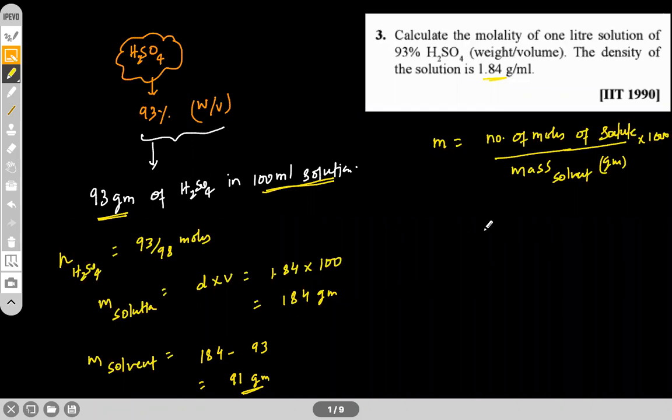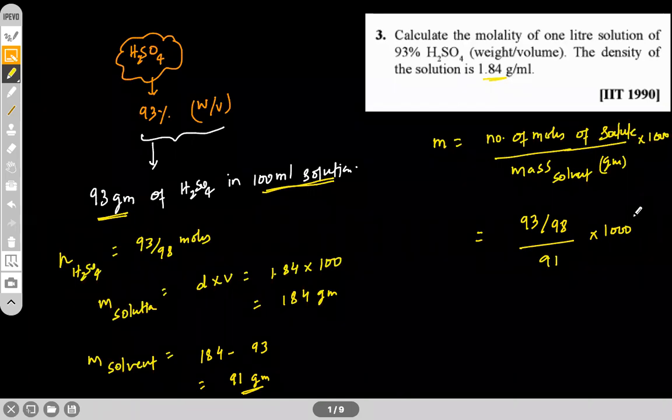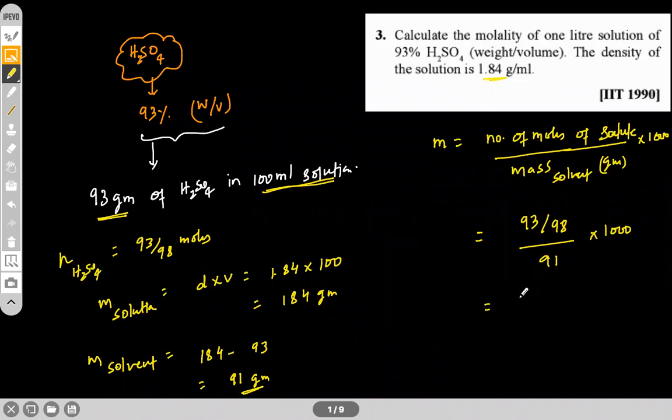So what we can write here, the molality is equal to 93 divided by 98 divided by 91 into 1000. This is the formula we have. Now when you solve this, you'll get around 10.42 molal. So the answer for this question is this one.